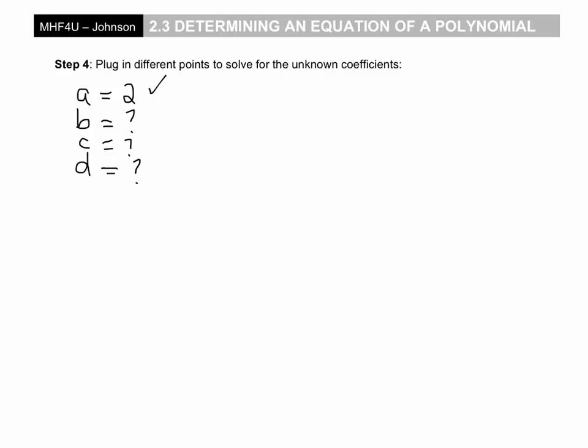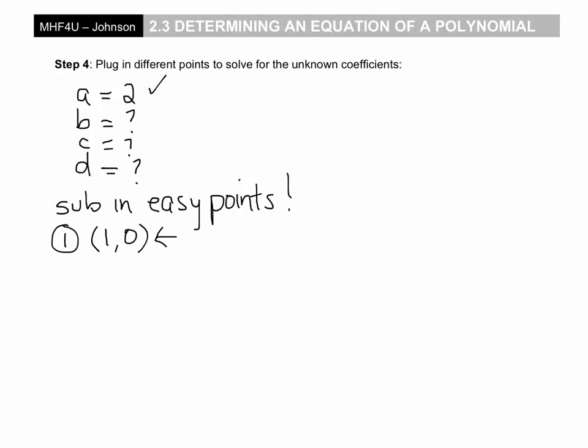The way that we're going to do this then is we're going to plug in different points from our data table in order to solve for the unknown coefficients. A really good place to start is to sub in the easy points. And by easy points, I mean if you're given, say for example, an x-intercept or a y-intercept, those are going to be easy points. Let's start with then the point 1 and 0. This would be an intercept.